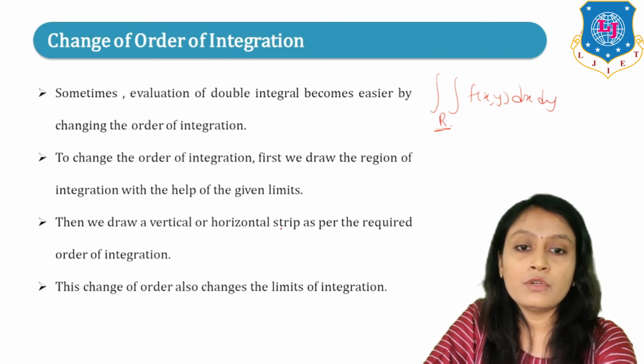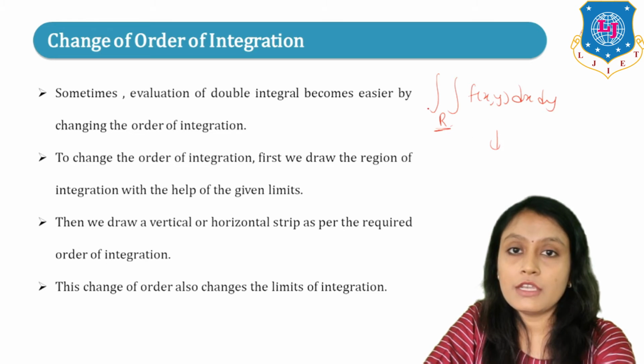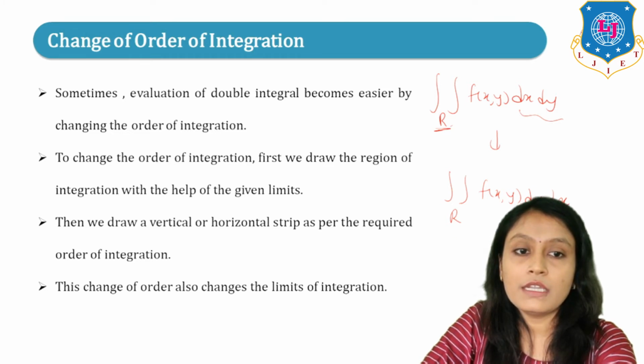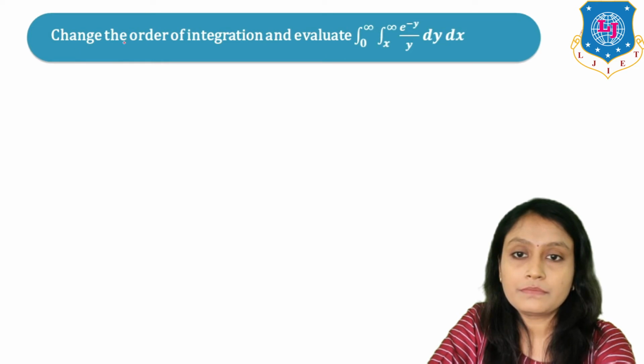Then we have to decide whether to draw a vertical strip or a horizontal strip. If in the question a vertical strip is given, then you have to convert it to a horizontal strip, and if a horizontal strip is given, then you have to convert it to a vertical strip. So this order will change, and it will become the integration over a region R f(x, y) dy dx. Then we will evaluate the integration using this. Now let's begin with the example.